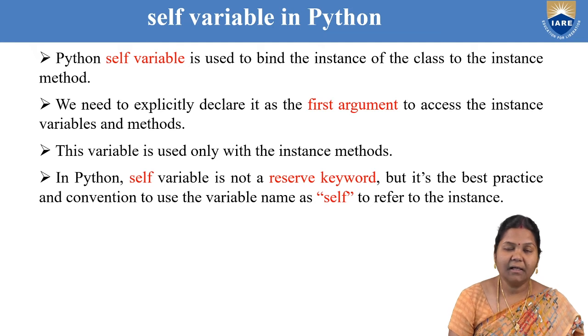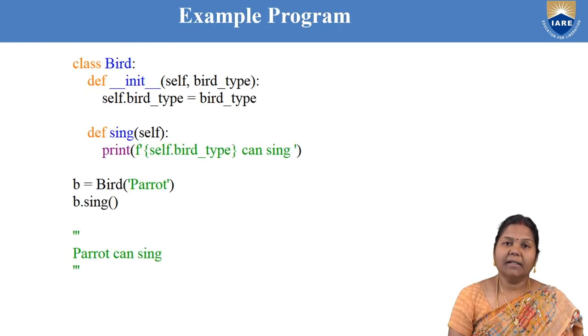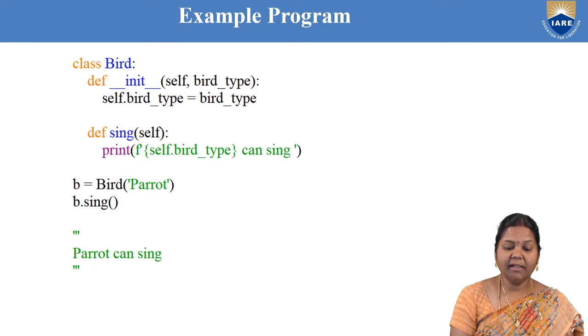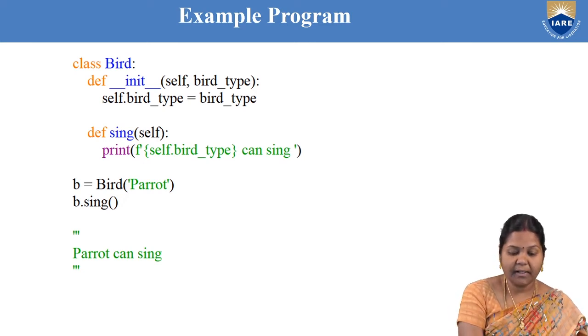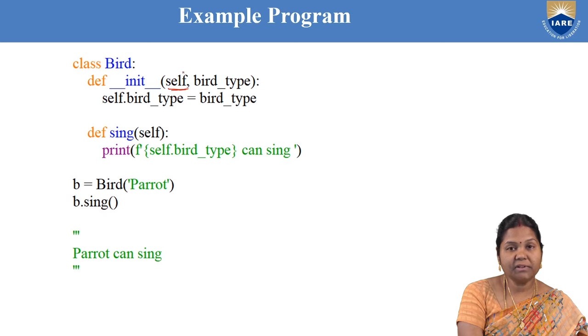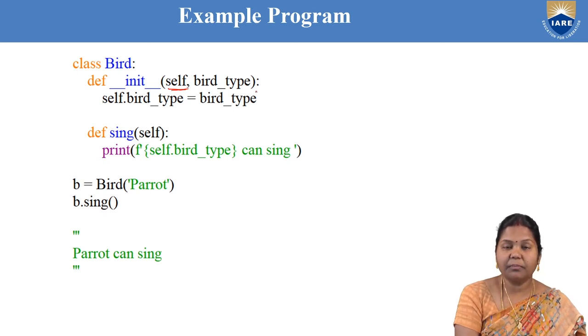Now let us understand how to use the init method, the constructor, and the self variable in examples. Let us see this example where we are defining a class first. The name of the class is bird. In the bird class, we have one constructor, that is the init method, and we have one instance method. In the init method, the first argument is self, and other than that, we are passing one user-defined argument, the bird type. The default argument is self, followed by one more argument, the type of the bird.